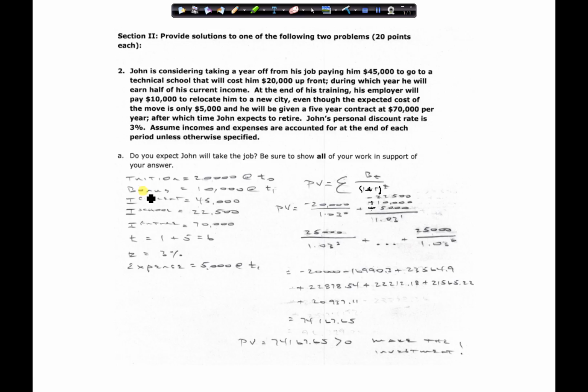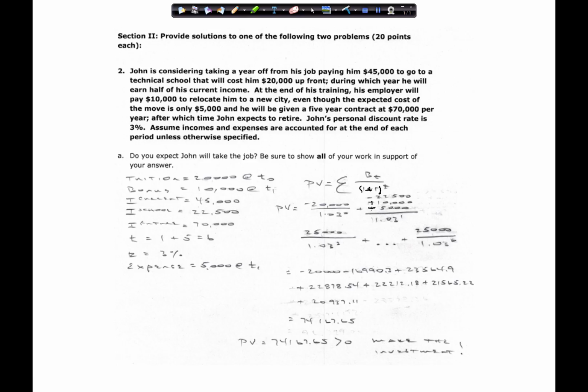So we then are going to look here and we see, well, there's a $10,000 bonus he receives at time 1. So this is the end of time period 1, at the end of his schooling, when he's now moving to the new job in the new city. His current income is $45,000. His income while in school is half of that, so $22,500. His future income is expected at $70,000. The total time that we're going to account for here is 1 plus 5, so 6. And we have a rate equaling 3%. And then there's this expense for the relocation of $5,000 at time T1.